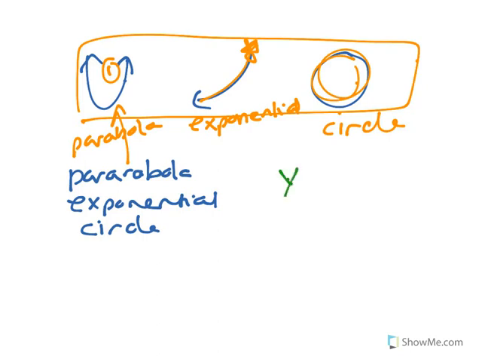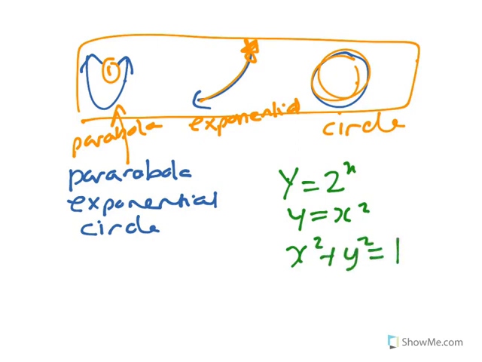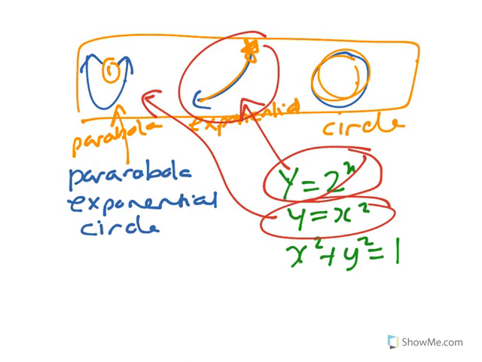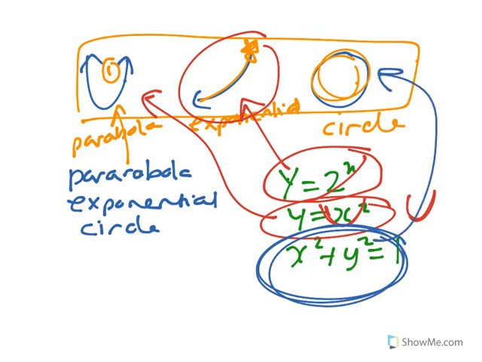Now I'm just going to write down 3 equations. Stop the video and see if you can match the equations to the actual shape. Okay. So this one here, exponential, goes with that one. Y equals x squared, that's your parabola, looks like that. And the circle is the one with the 2 squares on it.